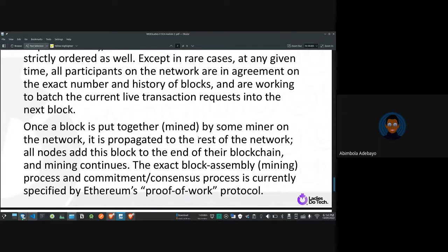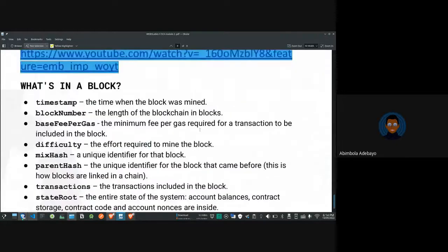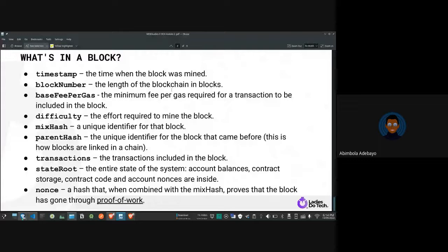The exact block assembly mining process is currently in use in Ethereum's proof of work protocol. So this concept of mining a block is effective on a proof of work consensus. If it were proof of stake, it would be different. So basically, what's included in a block? You have the timestamp, which is a global variable that indicates the current block you are in.